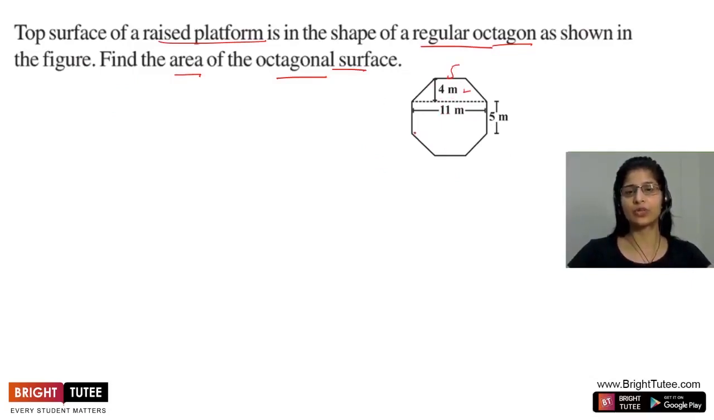So we are going to join this, and by joining this like this, we get another trapezium. This is going to be 4 because it is the same trapezium, because it is a regular octagon. This is 5 meters and this is 11 meters. So let us name it as A, B, C, D, E, F, G, H.